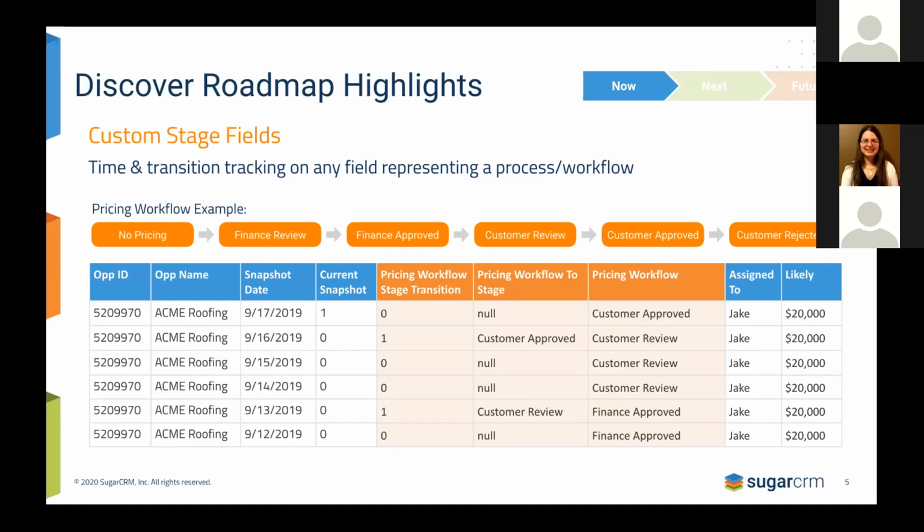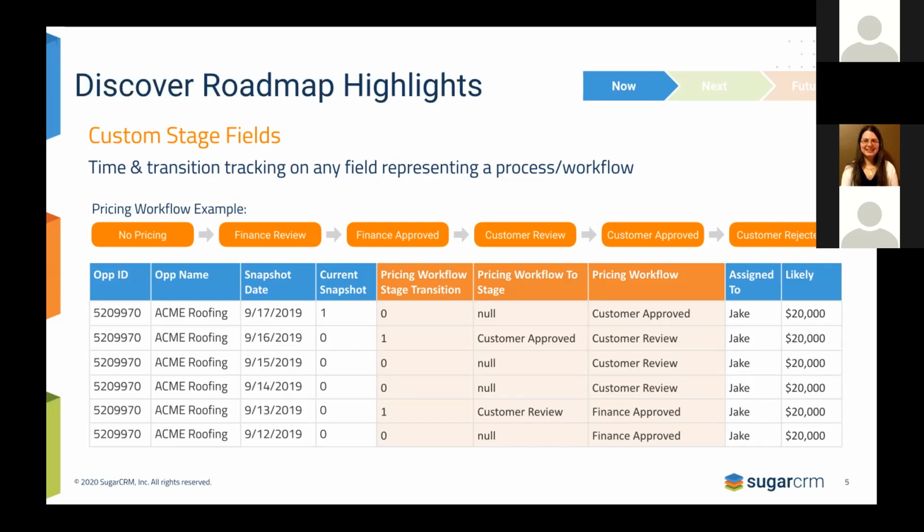So I gave a little example, probably a little detailed for this report, but you can see what happens under the covers. If I go back to the bottom of this table, back in time, September 12th, I can see that this opportunity's pricing workflow status was set to finance approved, and then on the 14th it changed to customer review.